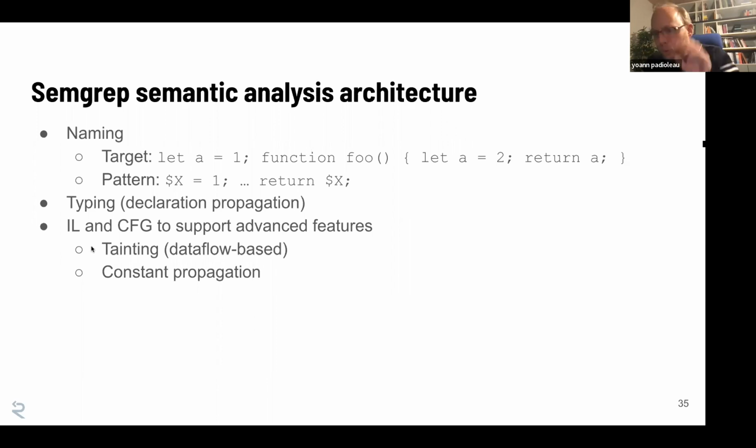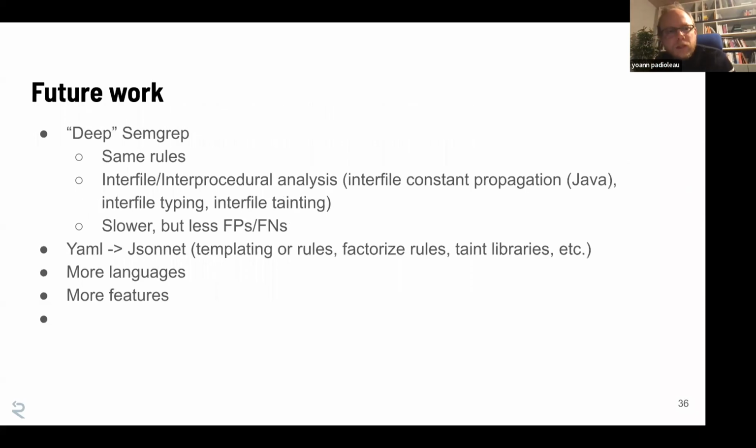Once we have the generic AST, we convert it to an intermediate language that we call IL. And we have a CFG, a control flow graph, and that's where we do the tainting and the more advanced constant propagation. And so that's a high-level view.